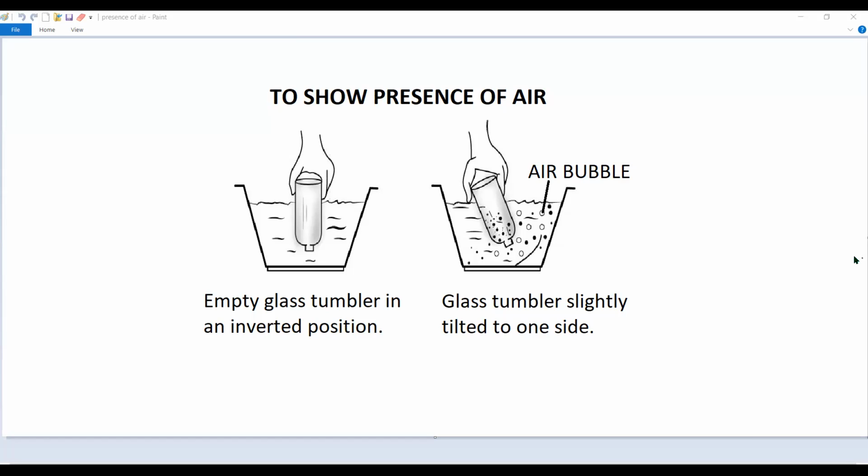Now, gently tilt the glass tumbler to one side. Bubbles rush out and the water flows into the tumbler. This means water flows into the tumbler when air in the form of bubbles rushes out of the tumbler. This proves that the glass tumbler, which appears to be empty, contains air.